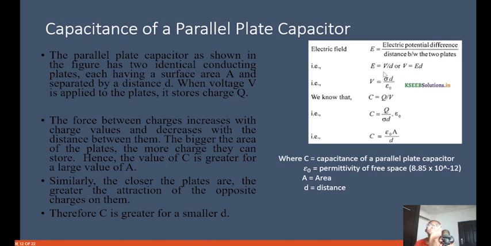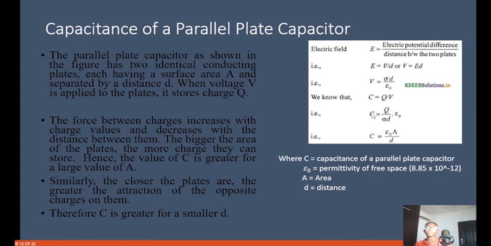Then we have E is equal to V over D, and making V the subject of the formula, we have V = ED. So V also, from our previous classes, we established that V is equal to sigma multiplied by the distance divided by epsilon naught. Also, we know that our C is equal to Q over V.